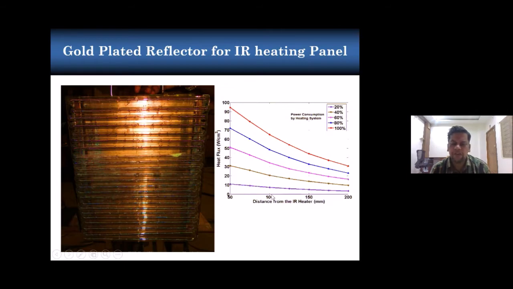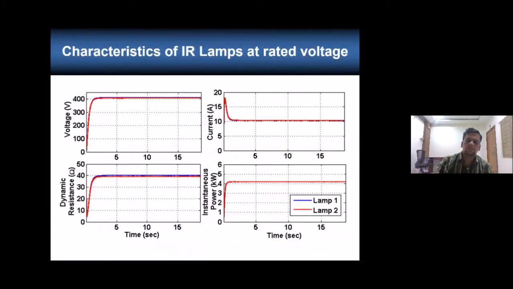Then if I move 50 mm further away from the heater, my flux will come down to 70. So almost a 25 watt per centimeter square flux reduction will be there. So if you want more flux, we have to keep our object very near to the heater. Then the participating media between the heater and object also matters while receiving the radiation from the heater. Now this graph shows the characteristics of IR lamps when I give the full rated voltage.